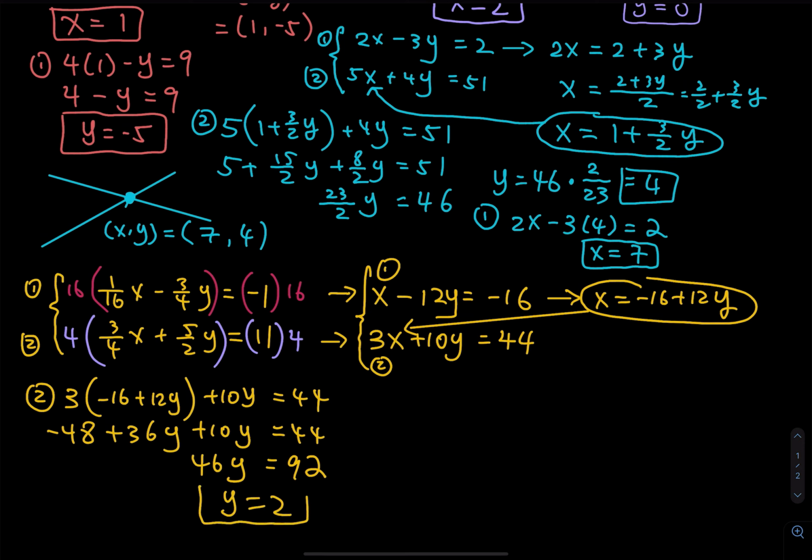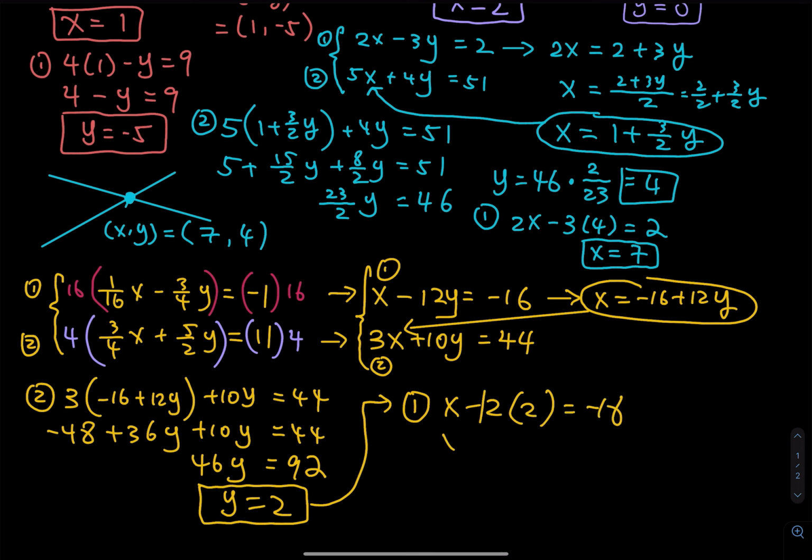Okay, so now everything becomes super easy. All you have to do is plug that into the first equation. So you have x minus 2 times 12 times 2 equals negative 16. And then you have x equals negative 16 plus 24, then that is 8. So x equals 8.